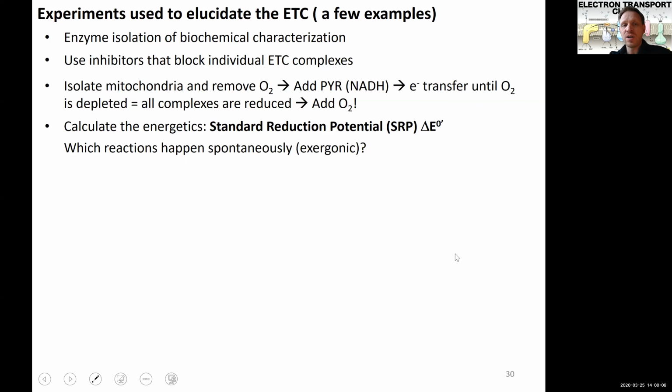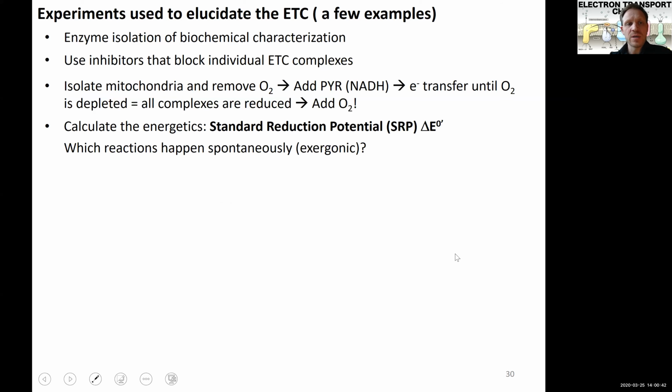And here what this is called is a standard reduction potential, or SRP, which we give in delta E0 prime. Okay. So a similar idea, we're looking for standardized conditions that allow us to understand, are these redox reactions actually happening spontaneously? Are they exergonic? Okay. And this will give us, again, an idea of how we can predict which carrier acts in which series and how they are all working in concert with each other, similar to what we have done when we talked about multi-enzyme pathways.